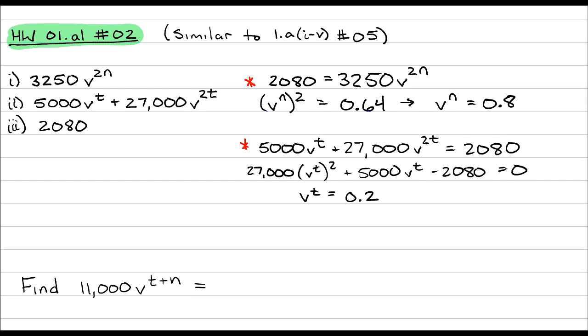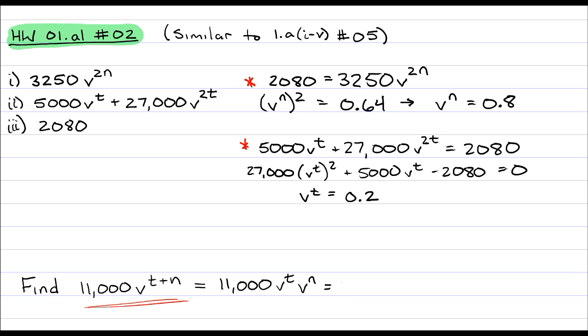Okay, so how does that help us? Well, in this problem, what we are asked to do is calculate the present value of a payment of $11,000 at the end of year t plus n, using the same effective interest rate. So algebraically, we need to calculate this quantity, 11,000 v to the t plus n. Well, using laws of exponents, I can write that as 11,000 v to the t times v to the n, and fortunately I happen to know what v to the t is as well as v to the n.